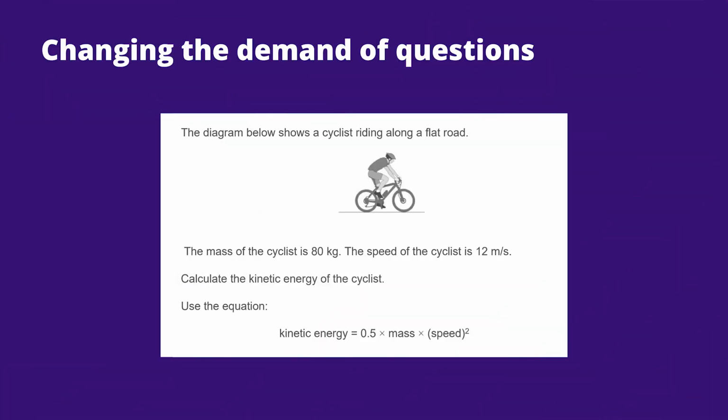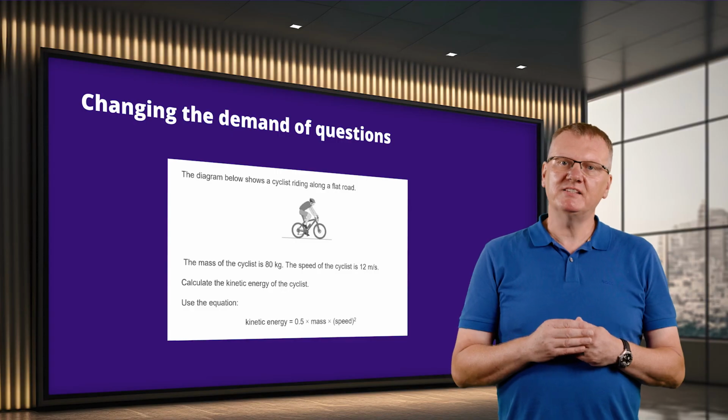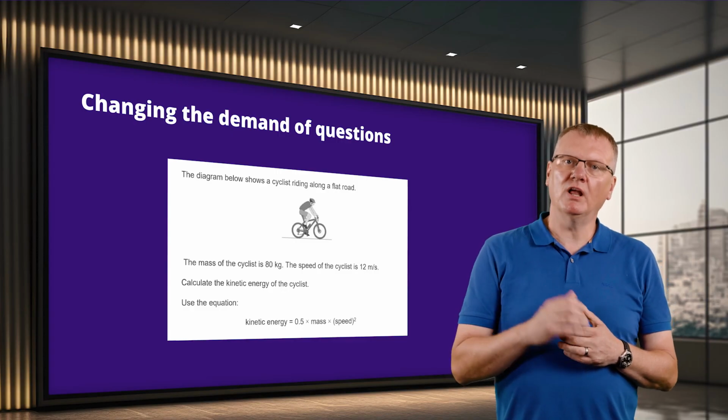Often, the same basic question can be used at different levels of demand by changing the format. In this example, which is set at low demand and so is suitable for a foundation tier paper, we have given the equation for kinetic energy for the student to use. This keeps the demand of the question low.